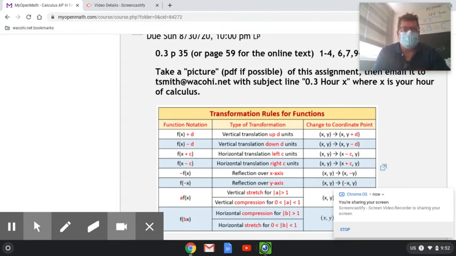When you set it equal to 0, you'll get negative c, so that is a translation left c units. On the inside of these parentheses, it's right or left, and this one would be right c units. On the outside, if there's a negative, it reflects over the x-axis, but the inside, it reflects over y.